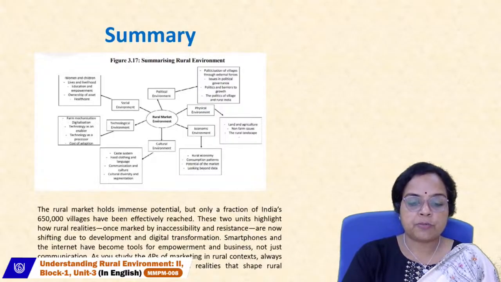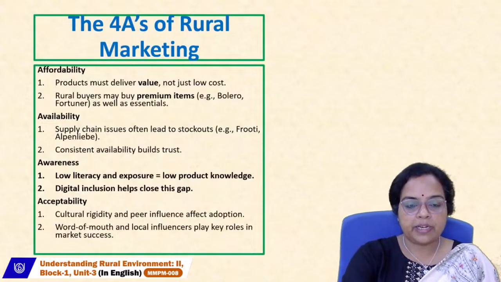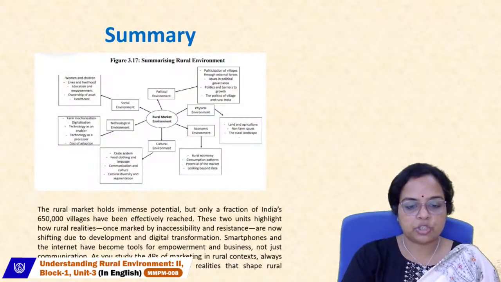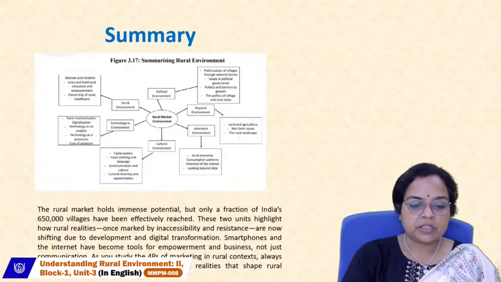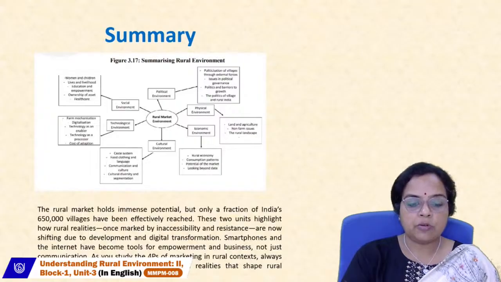As you study the 4 P's of marketing in the rural context, always ground your marketing decisions on these 4 A's: affordability, availability, awareness, and acceptability. If you are planning your marketing strategies based on these in the rural context, taking into account all the factors of their social life, their environmental life, their way of income, their jobs, their shopping behavior, then you can shape your rural consumers' behavior and channelize it towards the right behavior of purchasing your product.